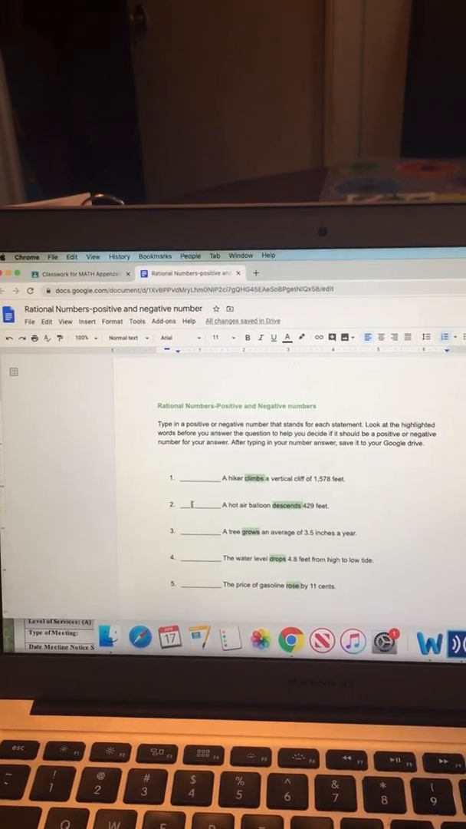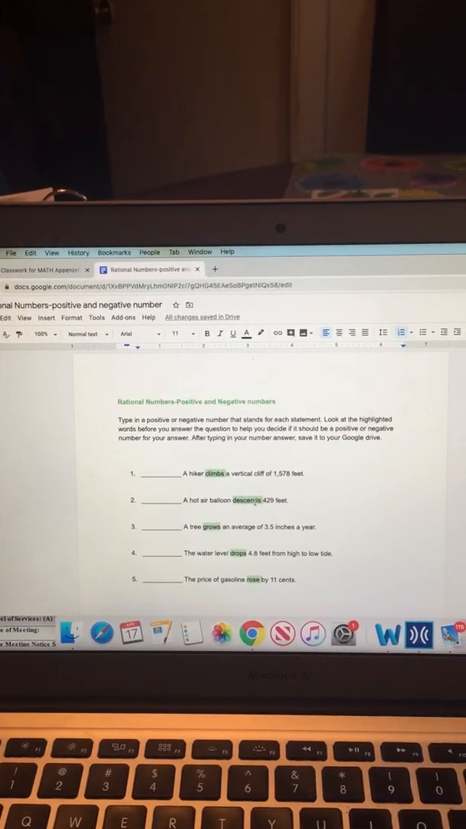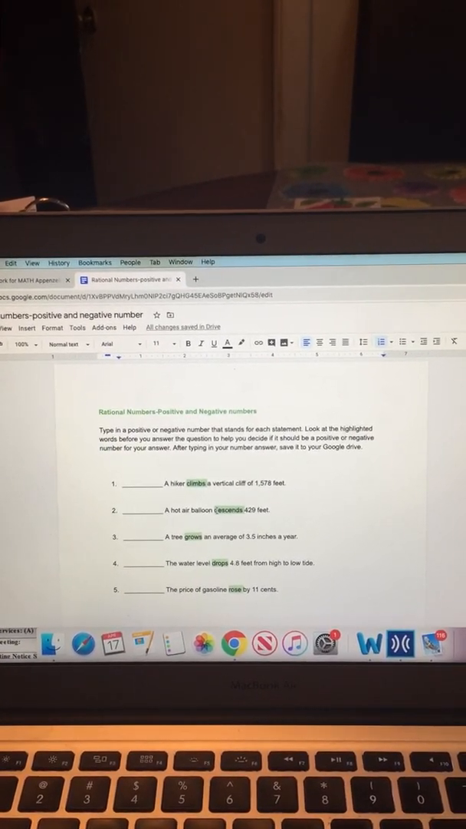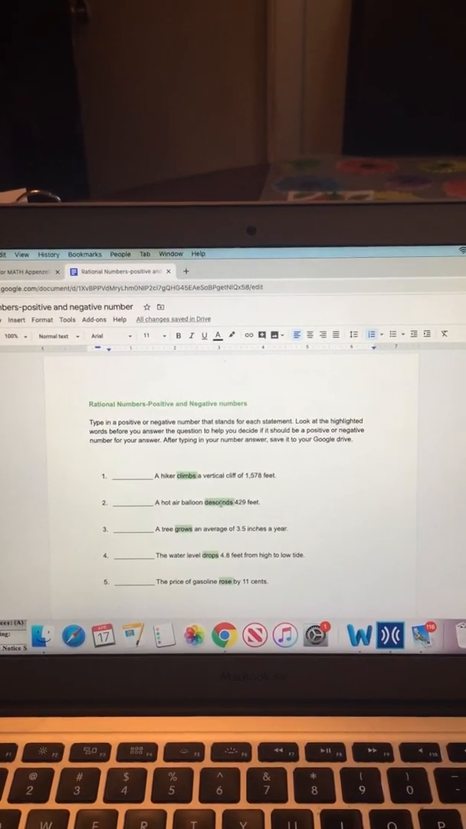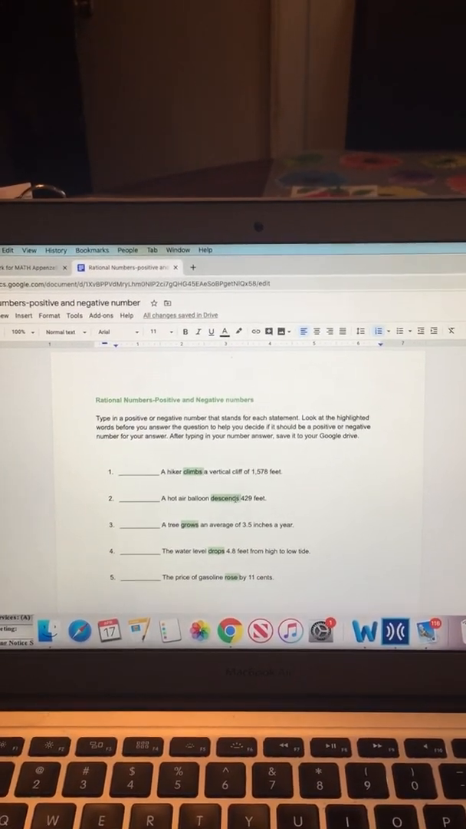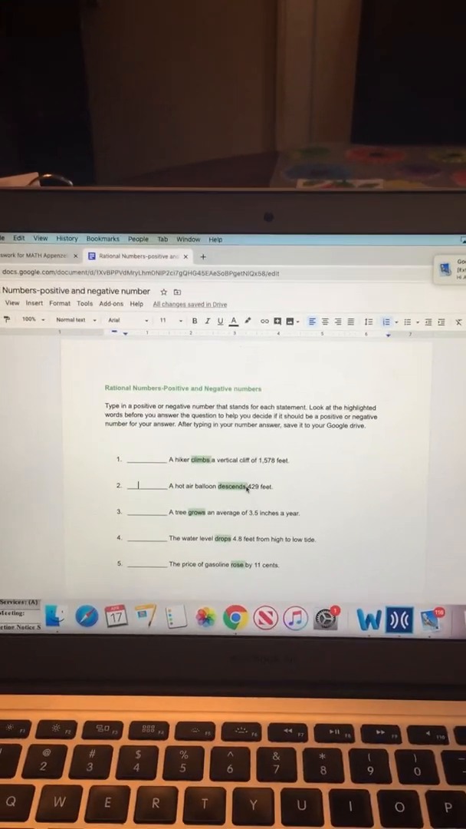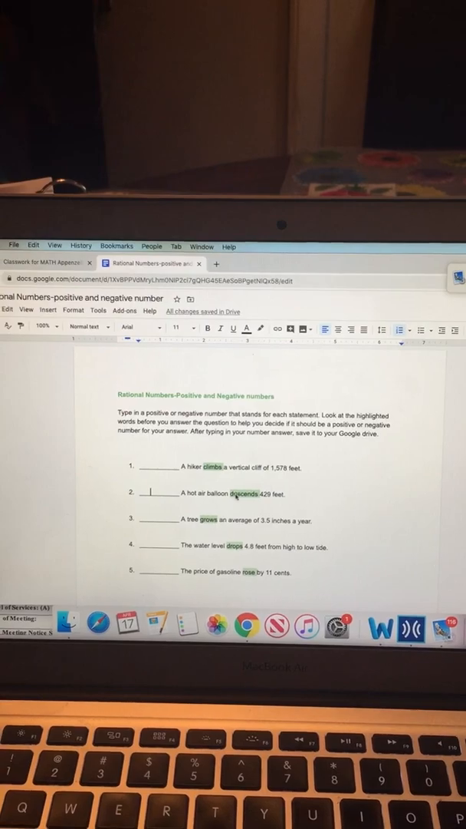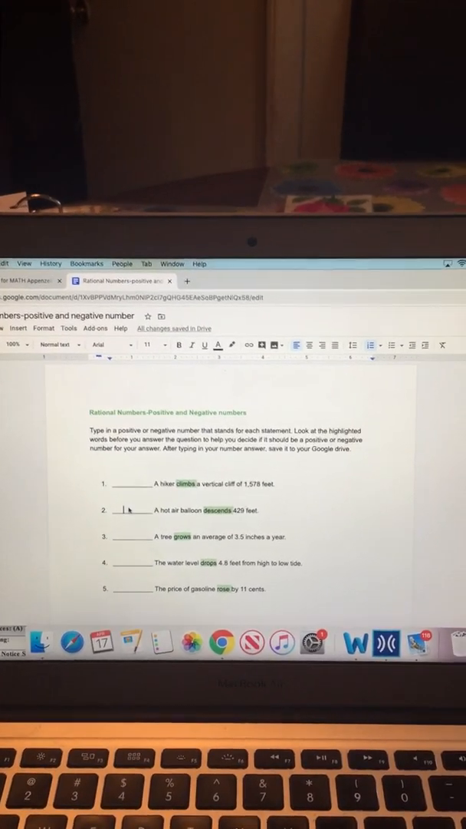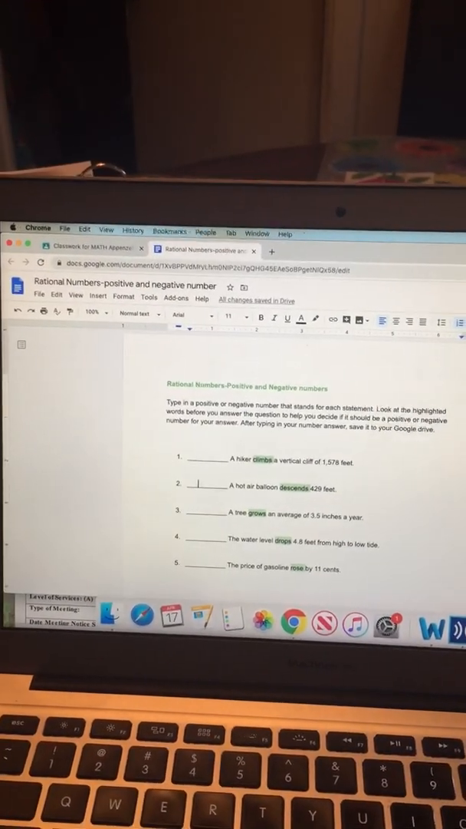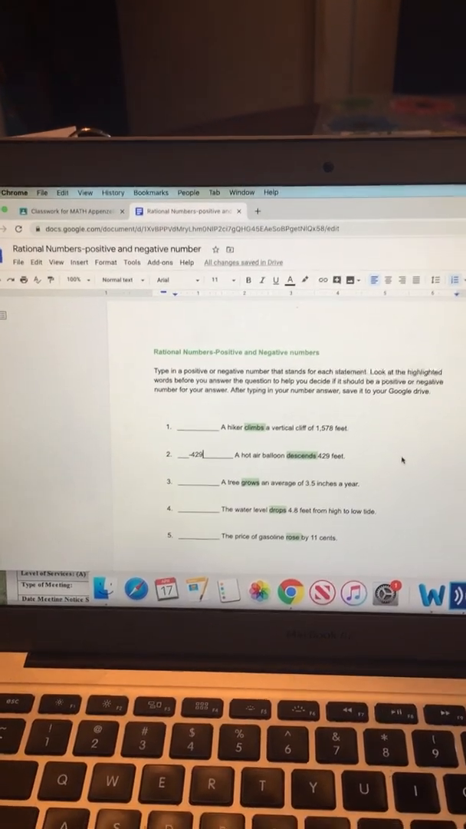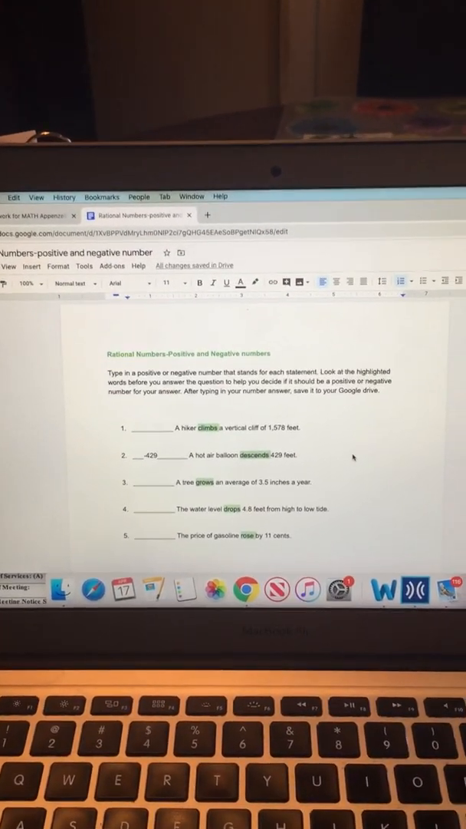Where this next one says a hot air balloon descends 429 feet, descends. Is that a number that's saying it's going up or down? So would we use a positive or negative number? Well, when you descend the stairs, most people don't really use that word so much anymore, but it means you're going down the stairs. So, in this case, do we put a negative sign in front of our number to say it's a negative number, like that? Negative 429 with that minus sign in front? Yes. That's the only thing that I think is tricky about this.